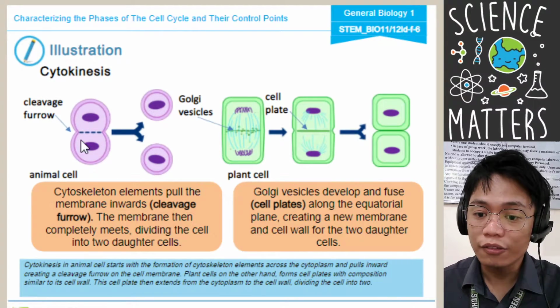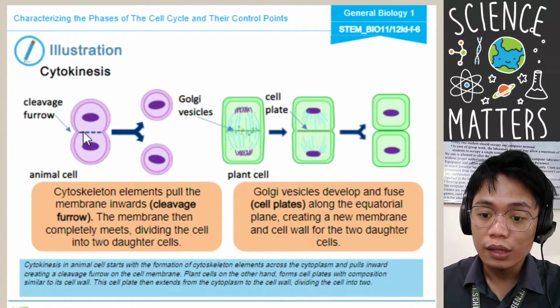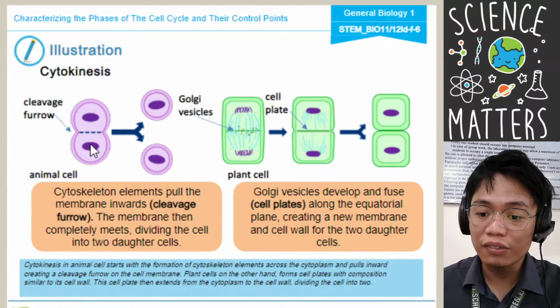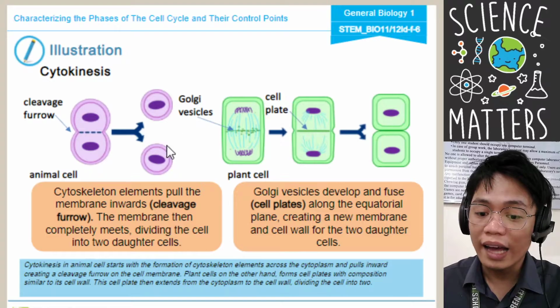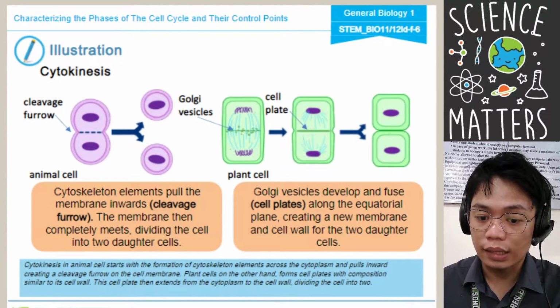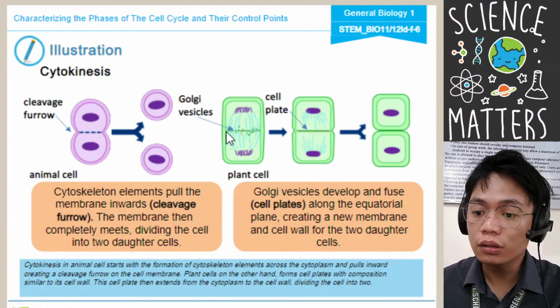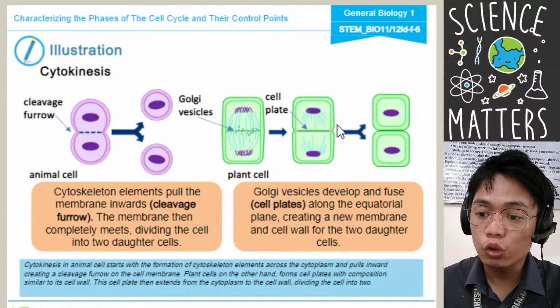So there we can find the separation of two identical daughter cells that exhibits the so-called cleavage furrow. After having the cleavage furrow, the division of the final cell will result into two identical daughter cells. In plant cells, there is the formation of the so-called cell plate, and the cell plate will now serve as the division of the plant cell.